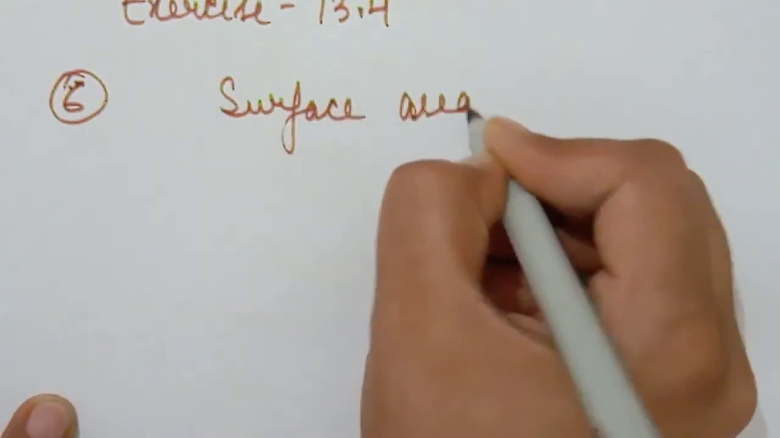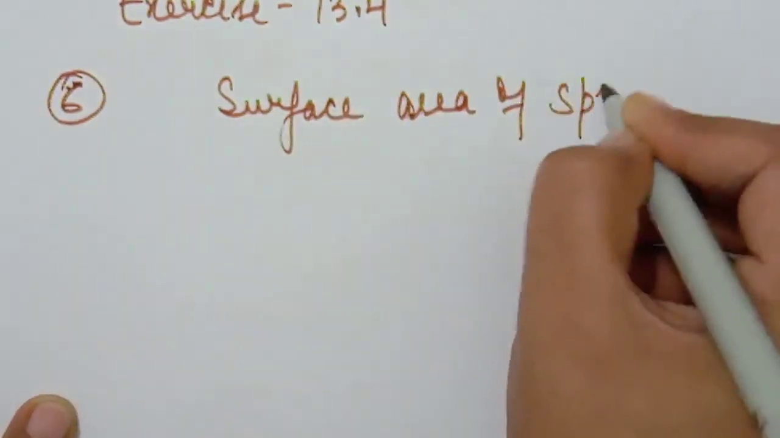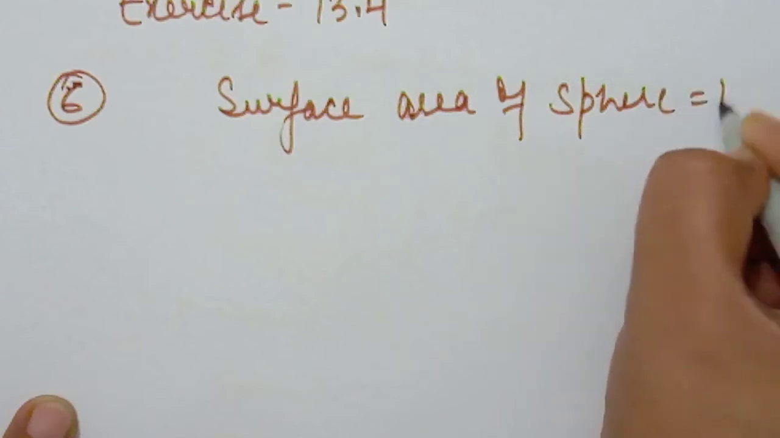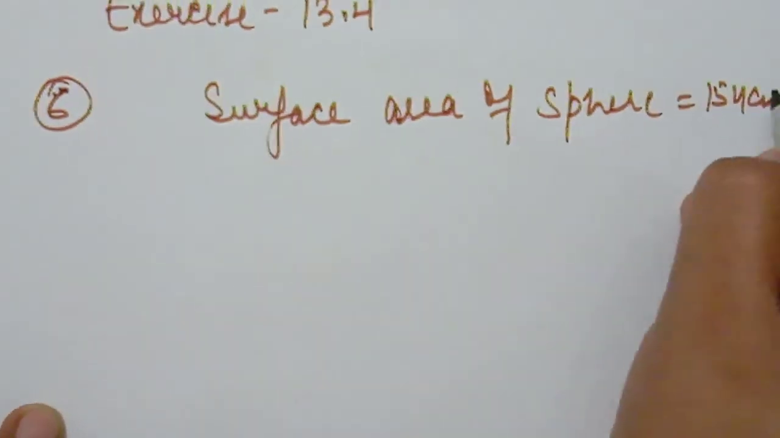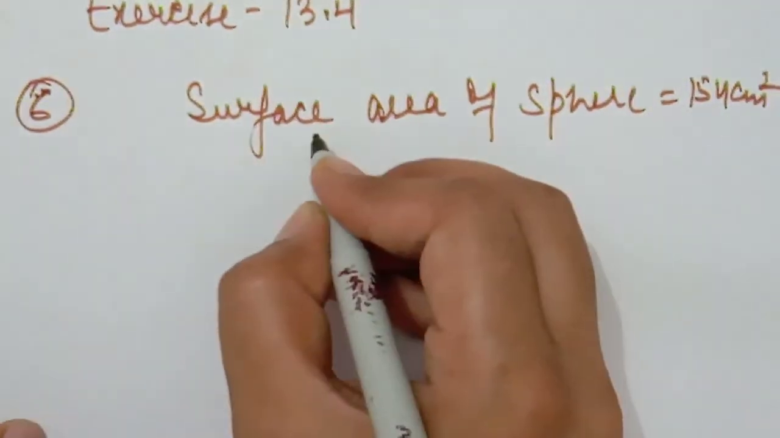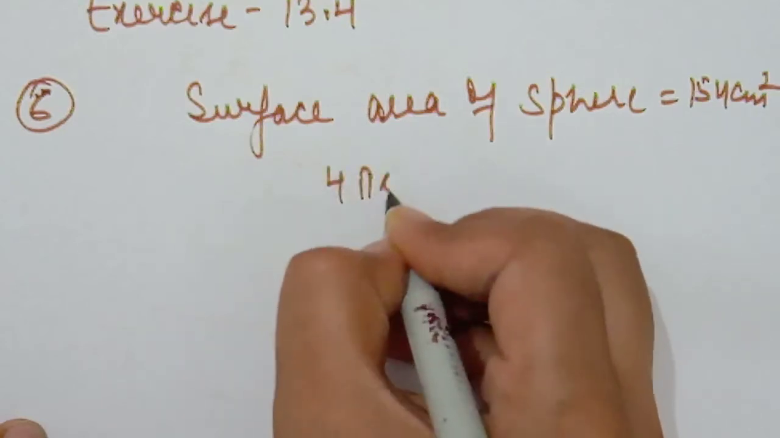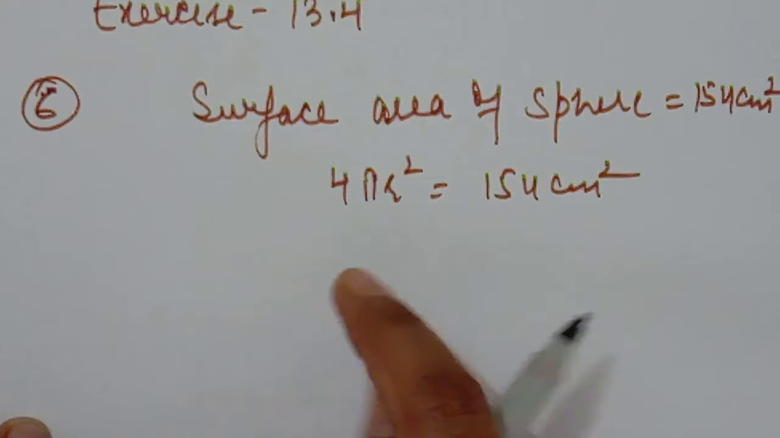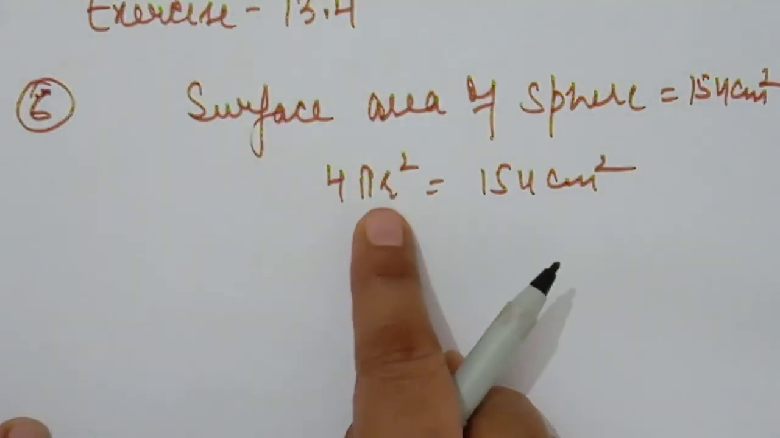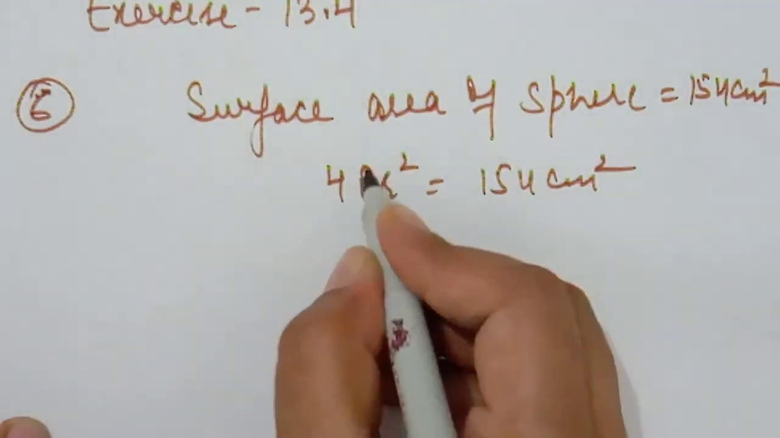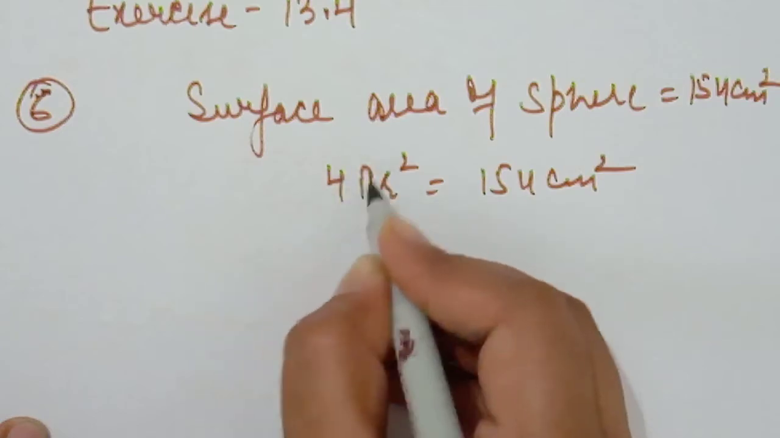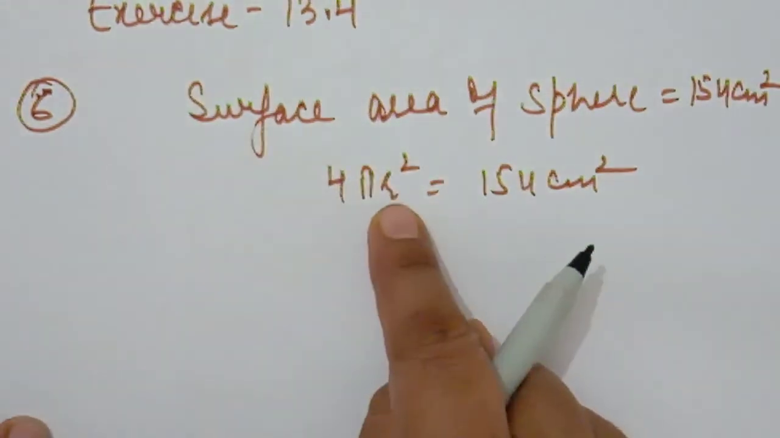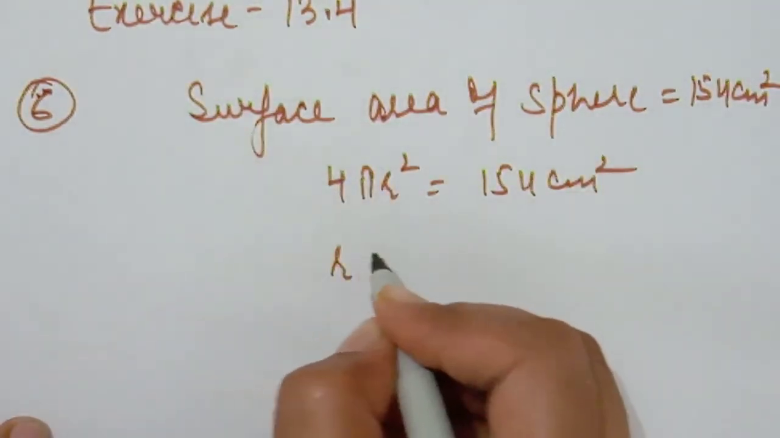Surface area of a sphere is given as 154 centimeter square. The formula is 4 pi r square. It means 154 centimeter square is equal to 4 pi r square. We have to find the radius from here. So we have to move these two things to the other side, because we want radius only on this side.